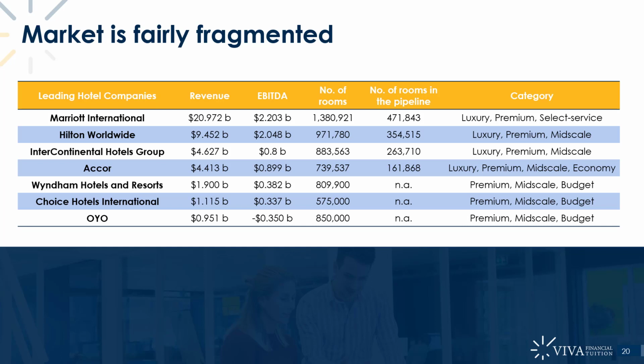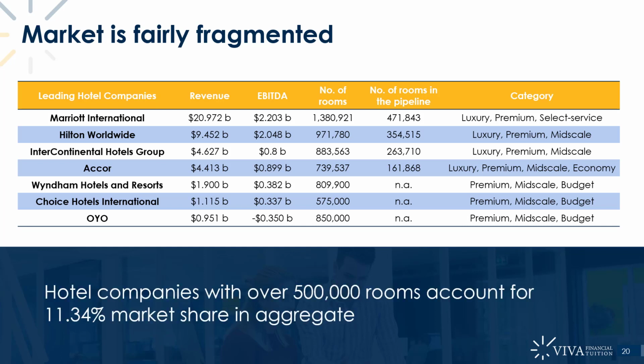So they actually have many different levels. So they work within different categories. You can see here on the right: luxury, premium and select service, luxury, premium, mid-scale, luxury, premium, mid-scale. So these are huge multinational corporations, huge conglomerates, often owning many different hotel brands. So hotel companies with over 500,000 rooms, that is the major players, some of them seen above, account for 11.34% market share in aggregate.